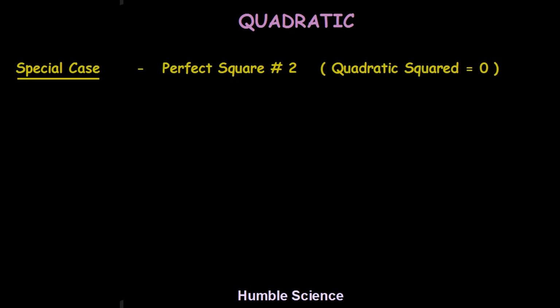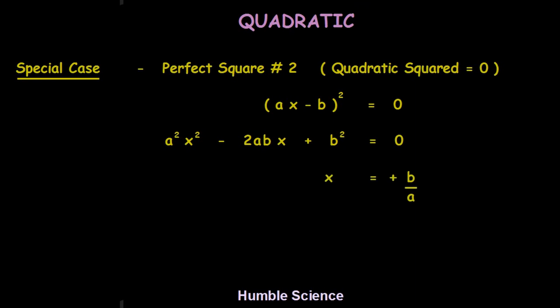The next special case is also when we have a perfect square that is equal to 0, but it may involve a negative sign this time. The general form would be (ax minus b) squared equal to 0. a and b are some numbers and x is an unknown. Or it can be a squared x squared minus 2abx plus b squared equal to 0. In this case, x will be equal to plus b over a. Again, one answer.